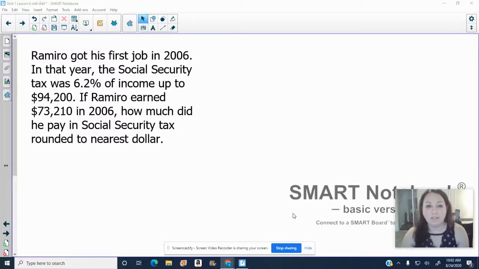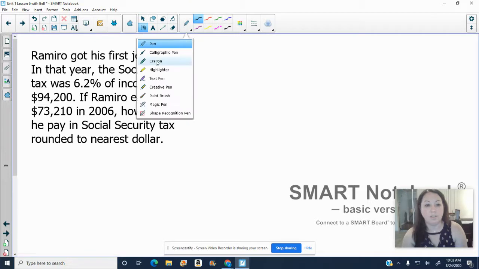Okay, we're going to go ahead and take a look at the first example in lesson 6. It reads, Ramiro got his first job in 2006. In that year, the Social Security tax was 6.2% of income up to $94,200. If Ramiro earned $73,210 in 2006, how much did he pay in Social Security tax, rounded to the nearest dollar?